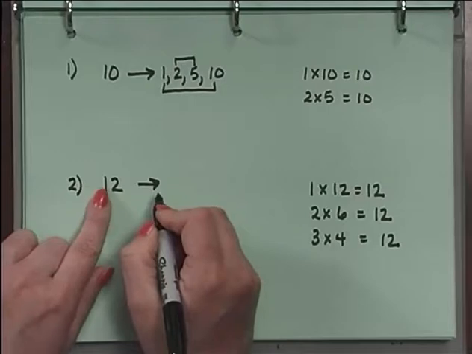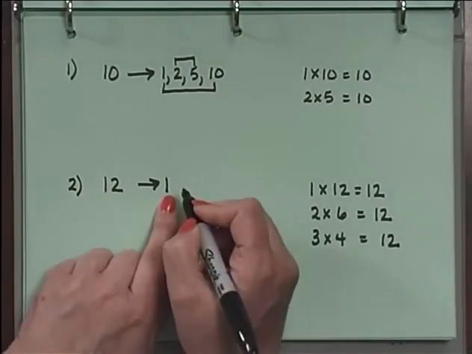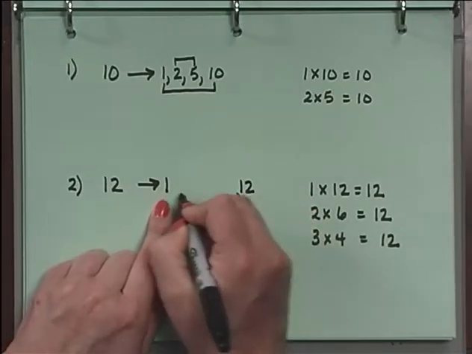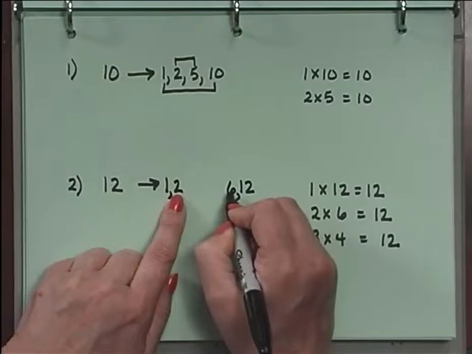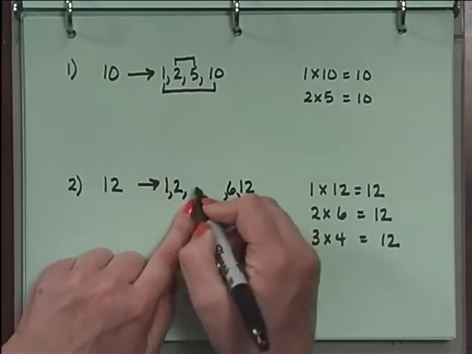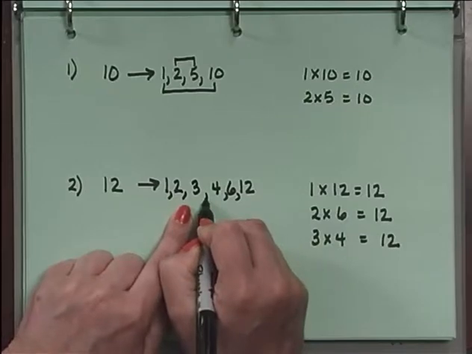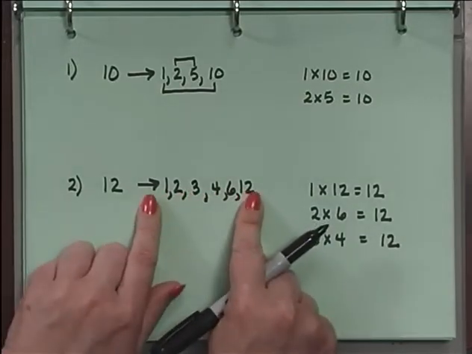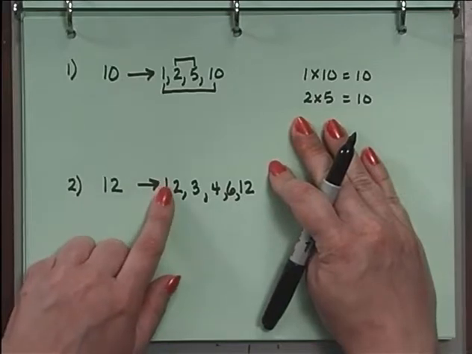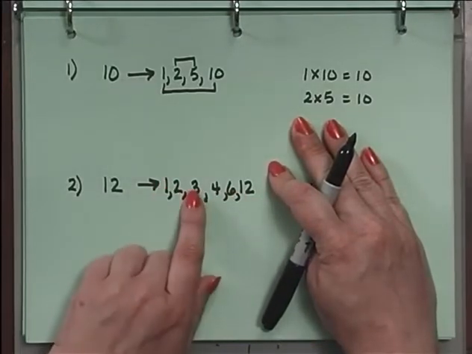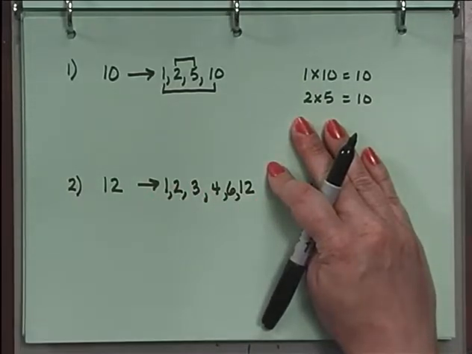But let's list these out using division. We know that 1 is a factor of 12, so 1 times 12 is 12. 2 is a factor of 12 because 2 times 6 is 12. 3 is a factor of 12 because 3 times 4 is 12. So when I make my list, I can make my list without even worrying about writing out the pairs by saying 1 times 12, 2 times 6, 3 times 4. And notice that my numbers are going in order.